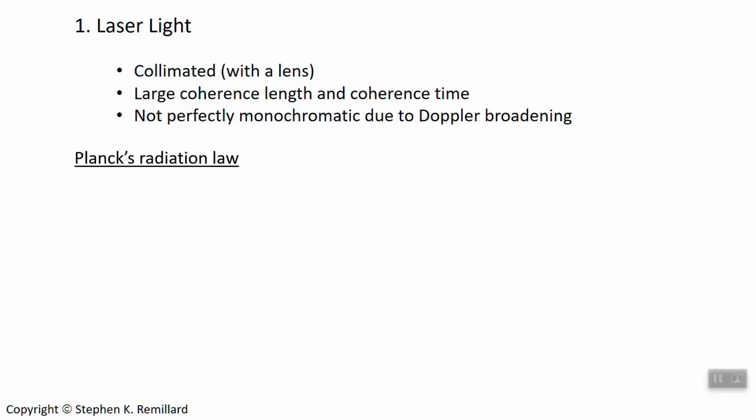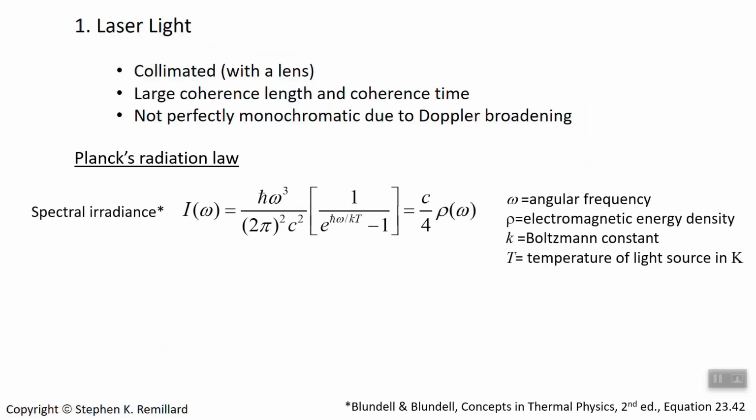Light's described by Planck's radiation law, which you learn about when you study thermostatistics. I of omega is the irradiance of light. That means that's the power per unit area per frequency coming out of a laser. And it's given by this expression which contains in the square brackets something that you might recognize as the Bose-Einstein distribution, because light is composed of photons and photons are bosons.